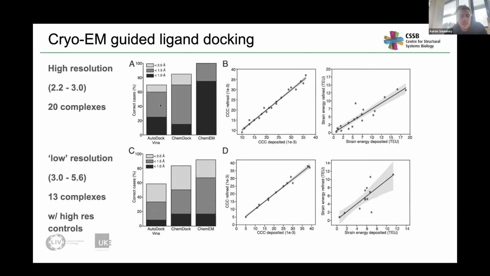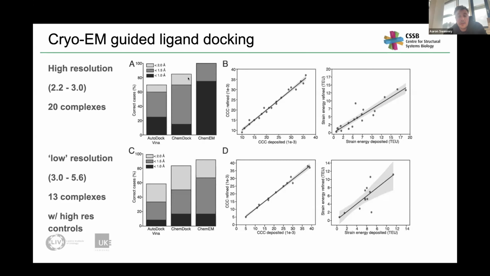And what we see is that with docking alone, ChemDock score was able to get the correct solution in about 80% of cases for both the high and the low resolution benchmark. In this bar chart, it's split up by how the quality of these solutions compared to the deposited or the controls. As you can see, there was only a tiny amount less than 1, but most that we defined as correct were less than 2 or 1.5 Angstrom.